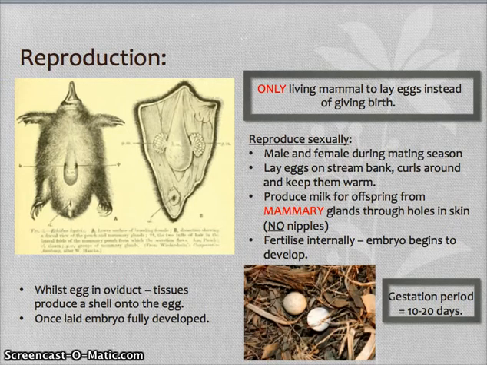but rather mammary glands. The egg fertilizes internally, and the embryo begins to develop during the 10 to 20 day gestation period. Whilst the egg is in the oviduct, a shell is being produced onto the egg. The egg shell is soft, leathery, and porous. Once the egg is laid, and after 10 days of incubation, the embryo is fully developed.